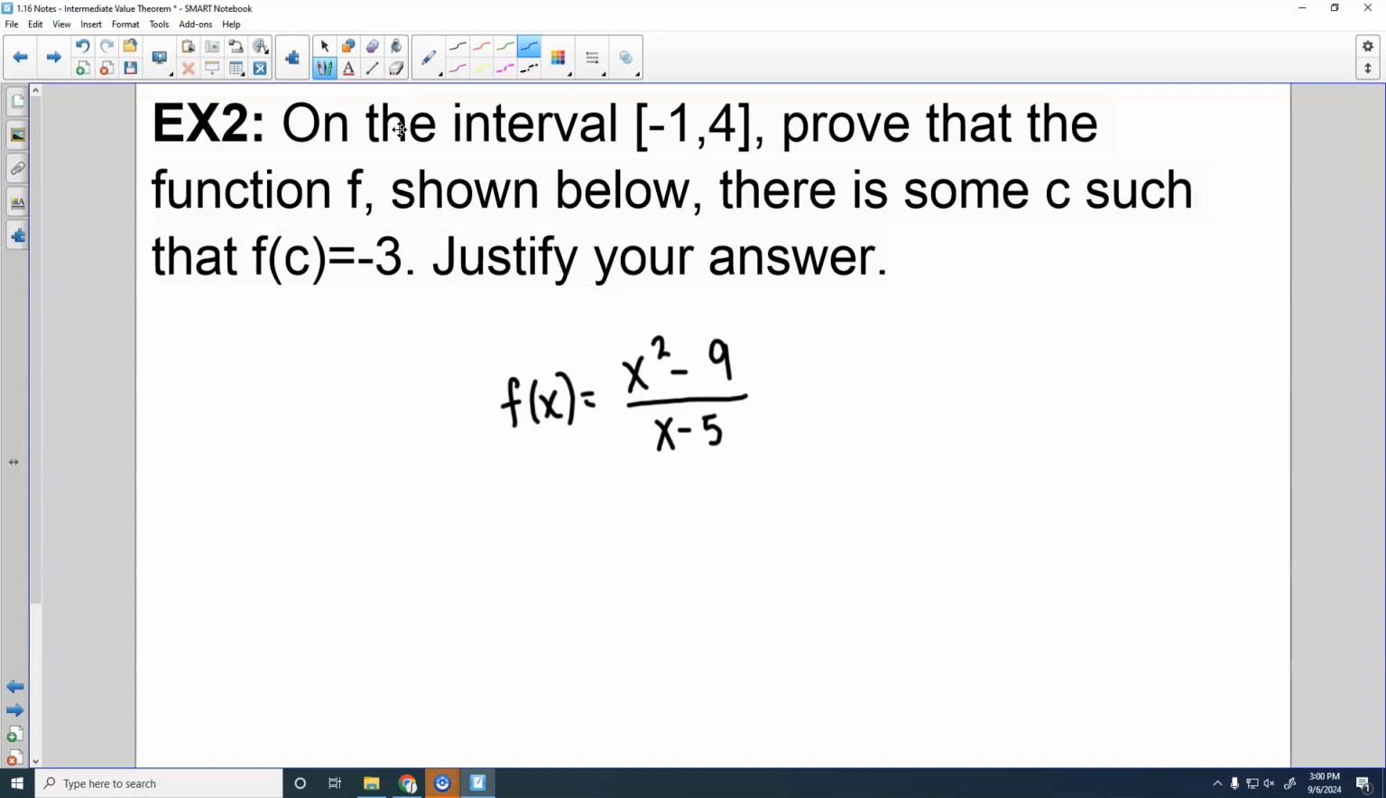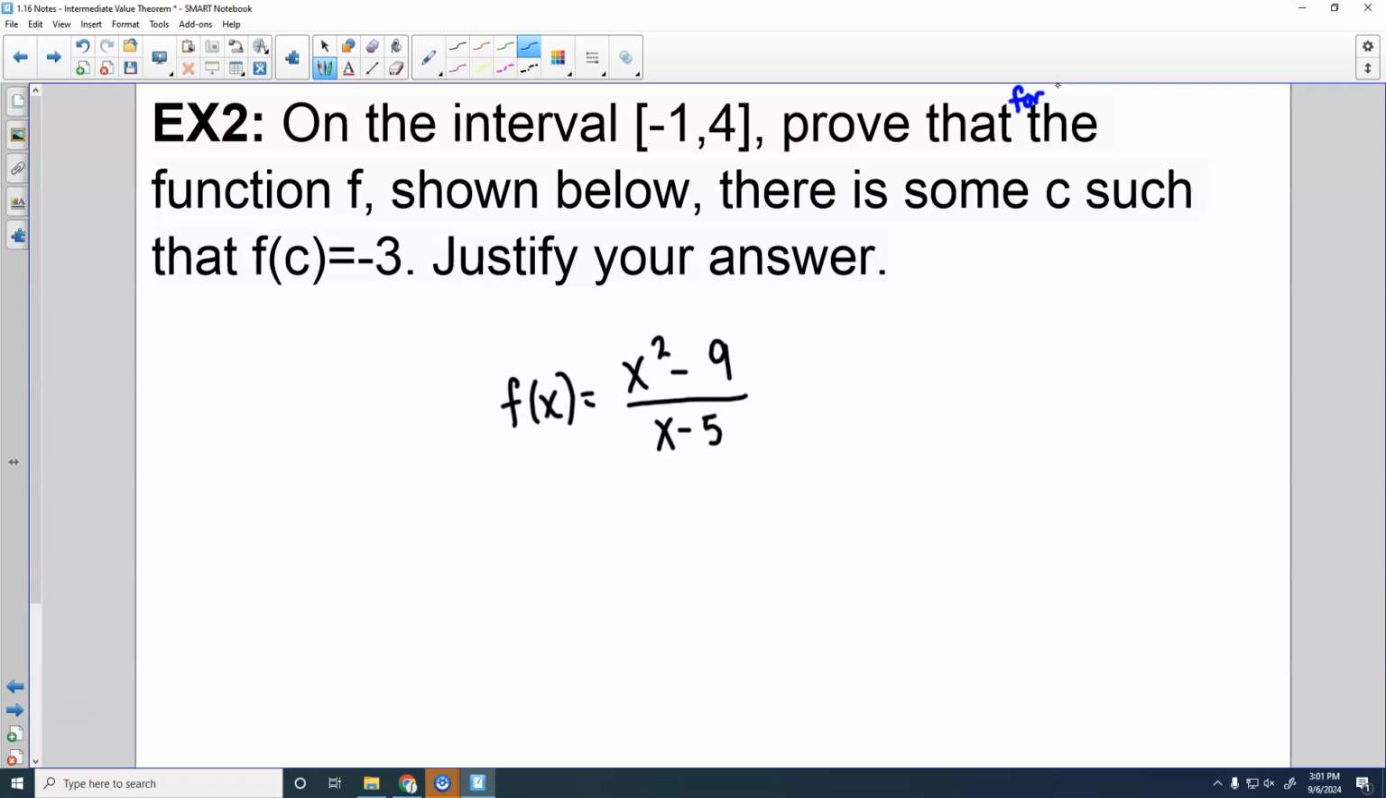Okay, so for example 2, and there's a decent chance this will be the last one we get in today, and that'll be okay. On the interval from -1 to 4, prove that for the function f shown below, there is some c such that f of c equals -3. Justify your answer.